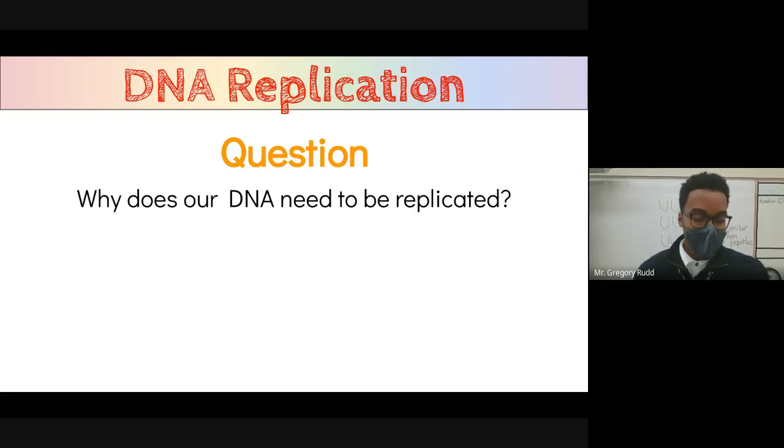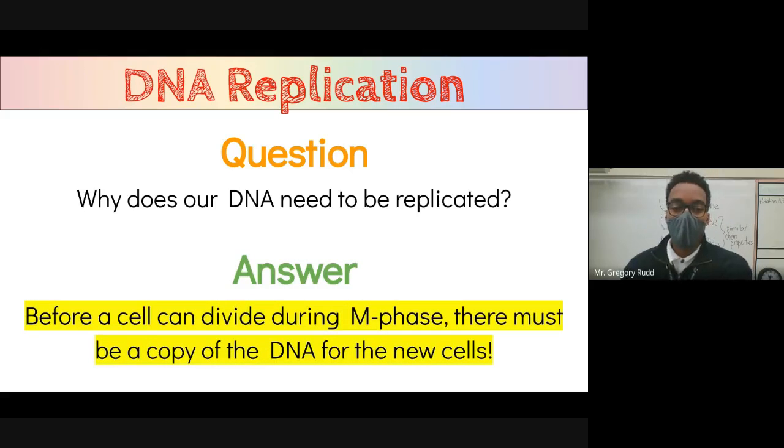Good, yeah. So Pedro says that it needs to be available for the daughter cells, AKA the new cells. So this is correct. Before the cell can actually divide, we have to have enough copies of the DNA to go into the daughter cell. So again, if you didn't have this answer already written down, we see that it is highlighted, so we should go ahead and copy it into our notes. Before a cell can divide during M phase, there must be a copy of the DNA for new cells.